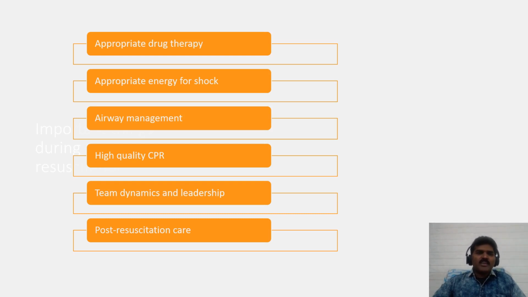High quality CPR includes an appropriate rate. You know the rate is 100 to 120 compressions per minute. You need to minimize the interruptions, and you need to have proper closed loop communication. Team dynamics and leadership are very important, which we'll see later, and post resuscitation care is important.